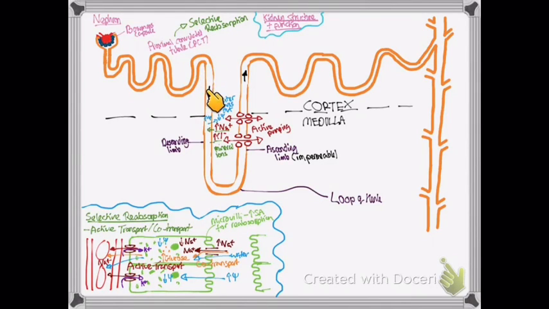Top of the descending limb, high water potential. Bottom we have a low water potential. It then moves around to the ascending limb, which is impermeable to water.